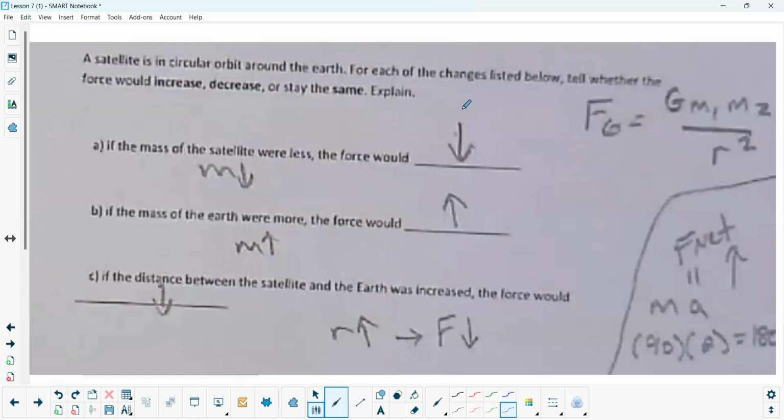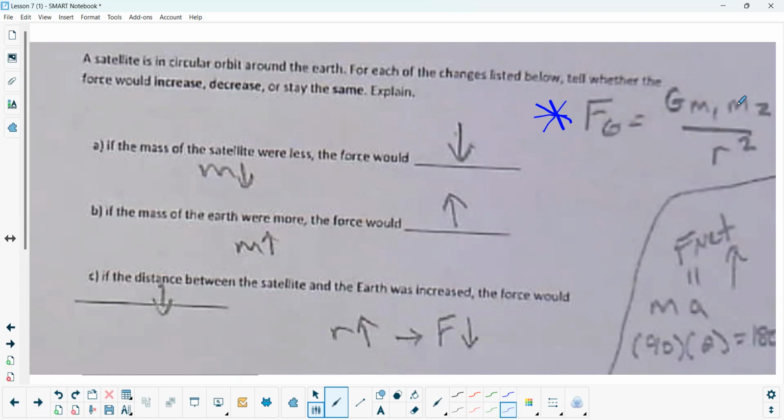All right. A couple more ideas. This one is dealing with our centripetal force and Newton's law of gravity idea. It says a satellite is in circular orbit around the Earth. For each of the changes listed, tell whether the force would increase, decrease, or stay the same, and explain. So really, you have to look at this equation, Newton's law of universal gravitation: big G, m1, m2 over r squared. Big G is a constant, so that doesn't change ever. m1 and m2 are the masses.